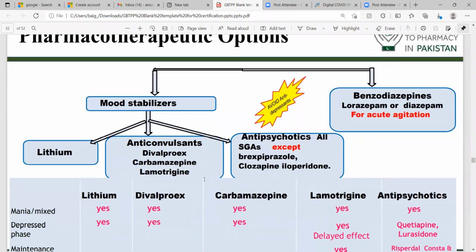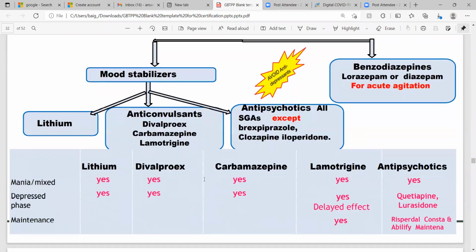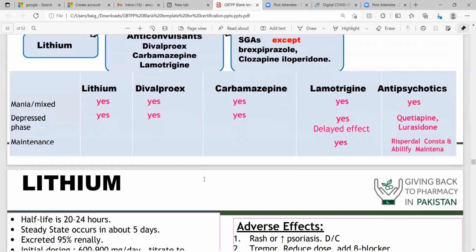These are the treatment options. So lithium, anticonvulsants, Depakote, carbamazepine, and lamotrigine, that is called Lamictal, and a few antipsychotics are also used in bipolar disease. We can also use benzodiazepines like lorazepam or diazepam for acute agitation in patients experiencing bipolar.